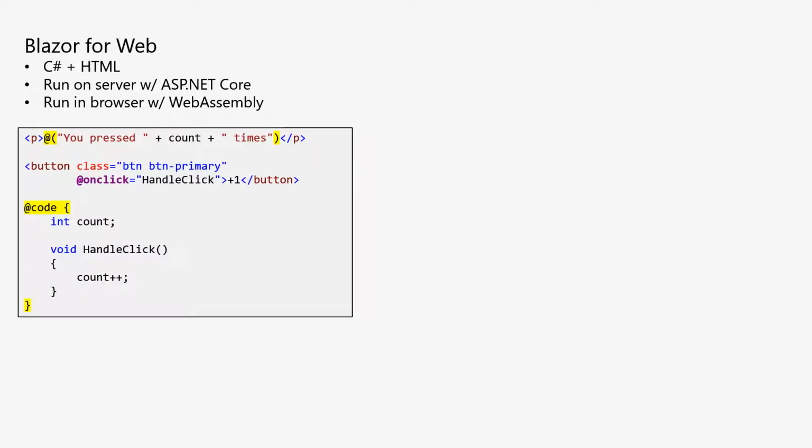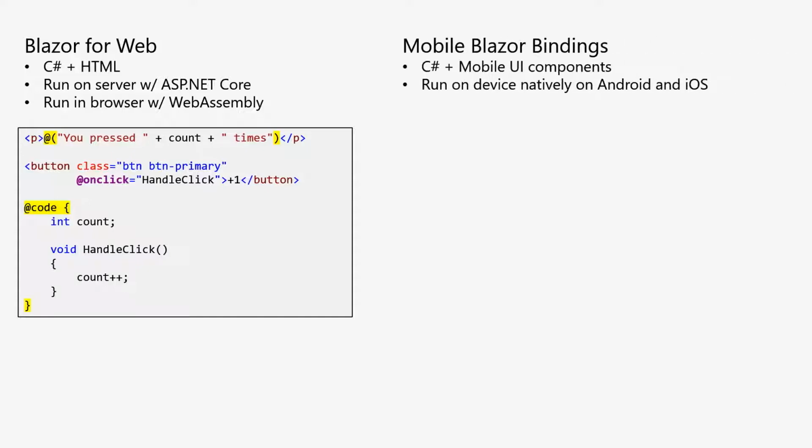You have some HTML tags, like a paragraph tag, a button tag. You mix your C# and your HTML markup. You got event handlers, and then some additional code to handle the application state and event handlers and so forth. What does this look like when I'm targeting mobile platforms? Well, I'm not using C# and HTML anymore. With mobile Blazor bindings, I'm using C# and native mobile UI components because I want those to render using the native UI of the device. And then I can run and deploy those either in the emulators, or I can run natively on an Android phone or an iOS phone, or tablet, of course.